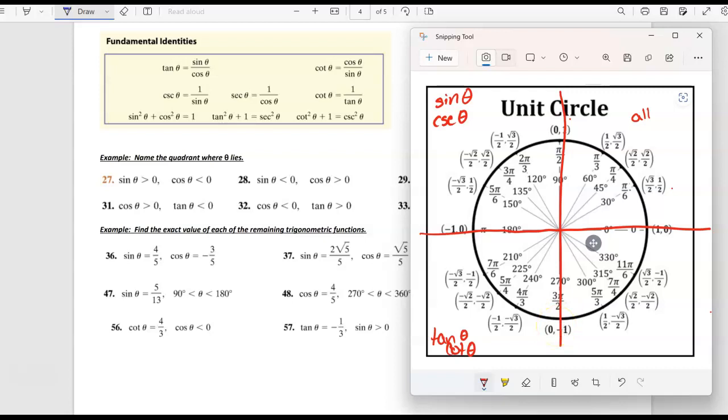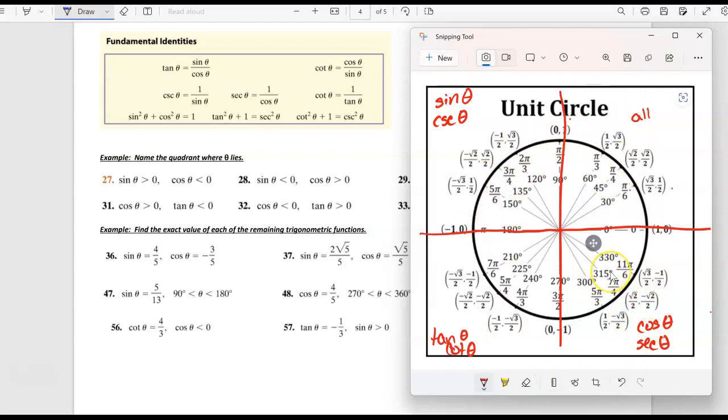And then in the last quadrant, cosine's going to be positive, which means secant's going to be positive. Okay, cosine is your x. X is positive here. So you can see why cosine's going to be positive. Secant is 1 divided by cosine, so you can see why that's going to be positive.